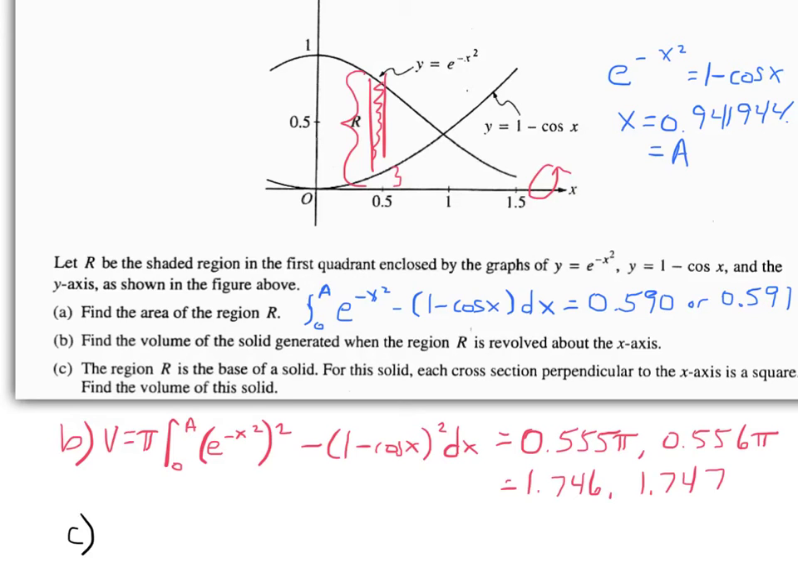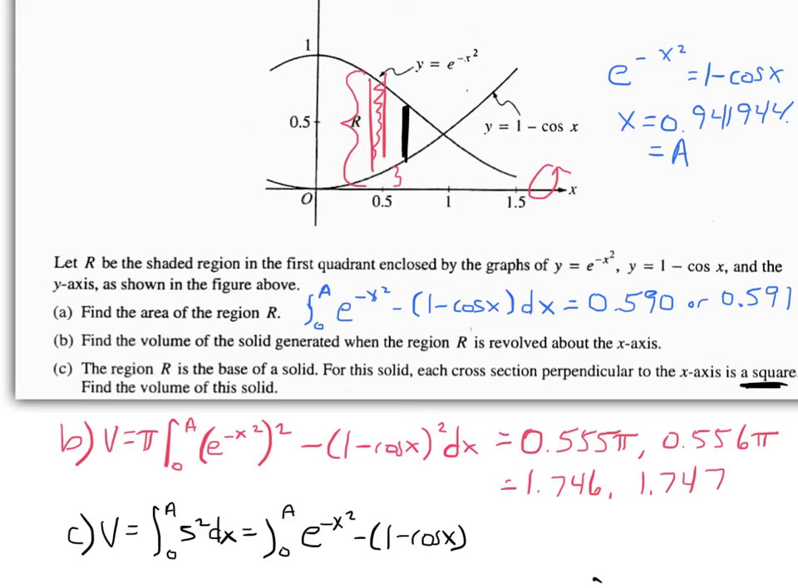We're looking at cross sections. Again, we're going from 0 to A, and our cross sections are squares. Area of a square is side squared, and one side of the square would be this distance here, which is just the difference between the two functions like we did in part A. So it's e to the negative x squared minus 1 minus cos x. But we have to square this whole thing. And that turns out to be 0.461.